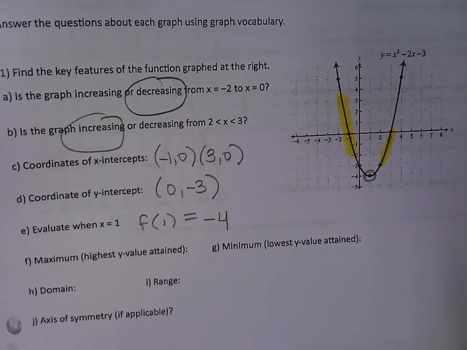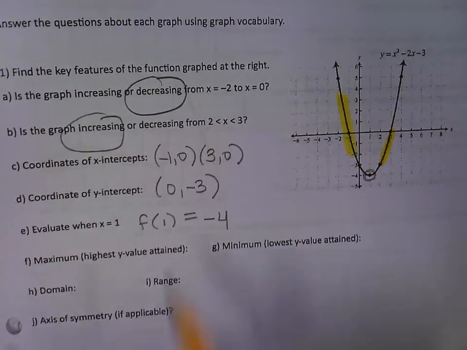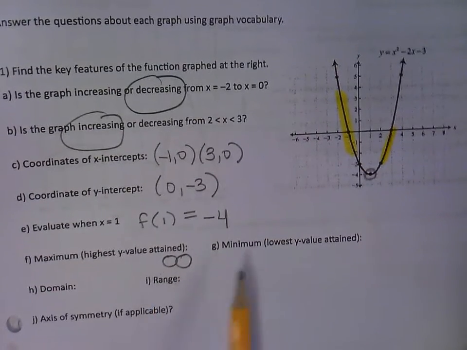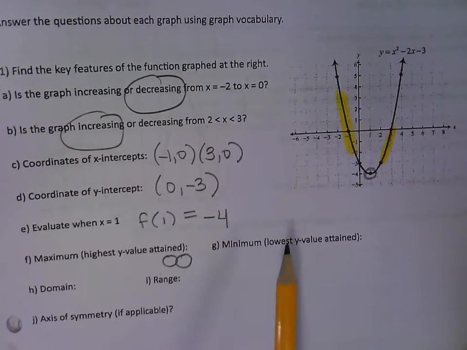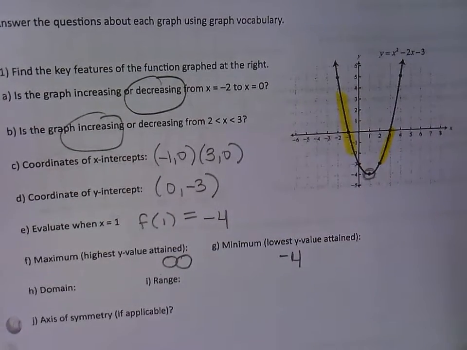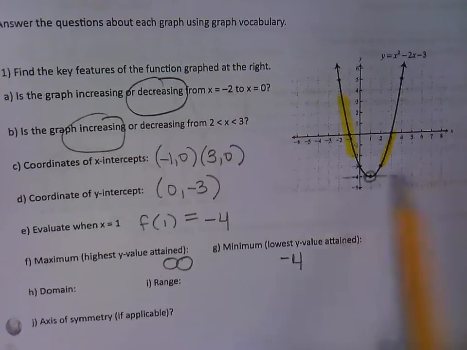What's the highest y value that you get to? Infinite again. See the arrows pointing up? So I can write positive infinity for f. What's the lowest y value that I get to? Do I go down forever? Nope, I only get to -4. I don't get down forever. So my lowest y value is at -4.